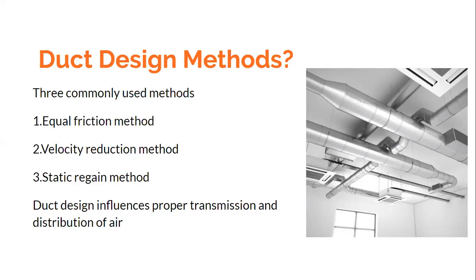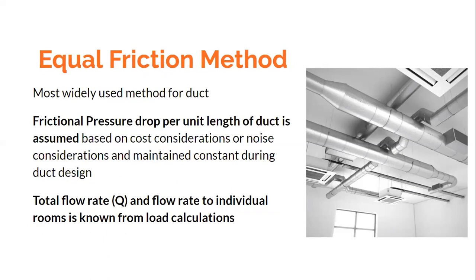Again, I repeat that by duct design, we would basically mean selecting the duct diameter, if it's a circular duct, or arriving at the duct width and height if it is a rectangular duct. Obviously, it also involves calculation of the frictional drop and the dynamic losses so that one can select the fan. What is this equal friction method and where is it used?